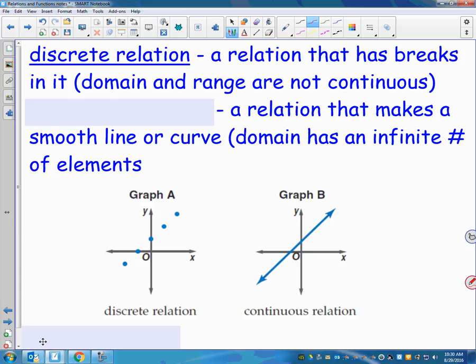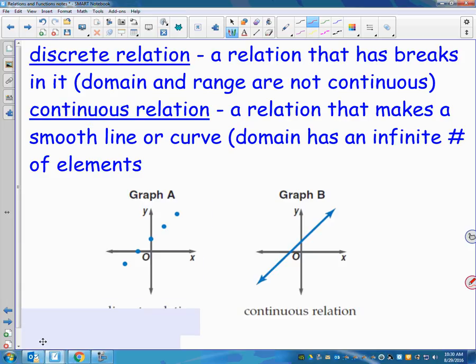And most of what we do in math class, we talk about continuous relations, meaning that we can connect them with a line. The domain would have an infinite number of elements because it just keeps going, right? You put arrows on the end of your line to show that it just keeps going. So just an example there. A discrete relation is just dots. A continuous relation is connecting them. Equations is a continuous relation.